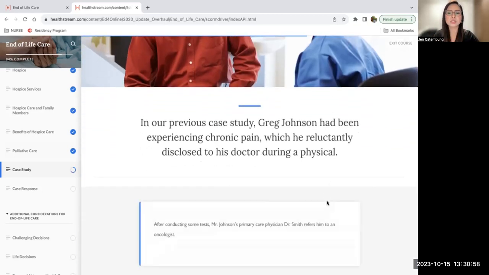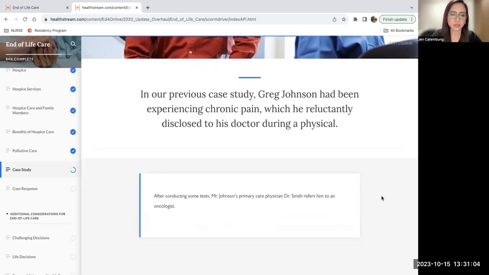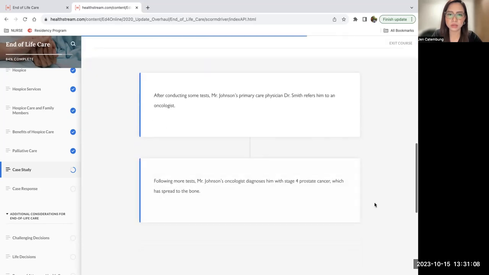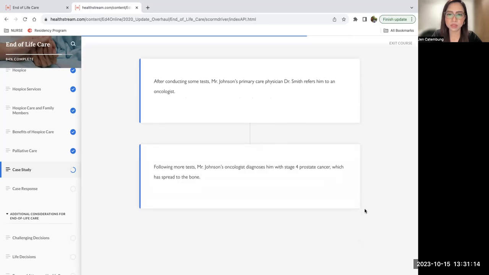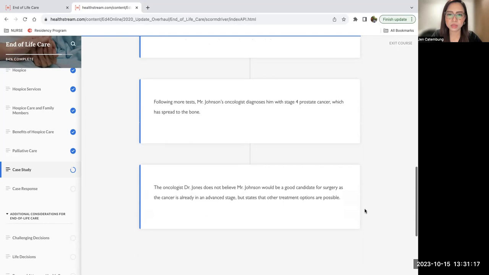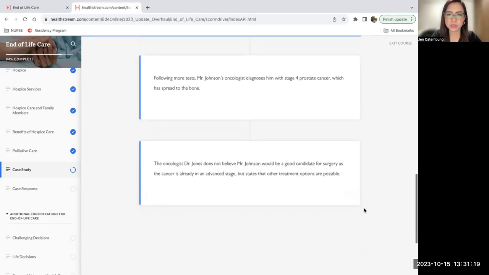In our previous case study, Greg Johnson had been experiencing chronic pain, which he reluctantly disclosed to his doctor during a physical. After conducting some tests, Mr. Johnson's primary care physician, Dr. Smith, refers him to an oncologist. Following more tests, Mr. Johnson's oncologist diagnoses him with stage 4 prostate cancer, which has spread to the bone.